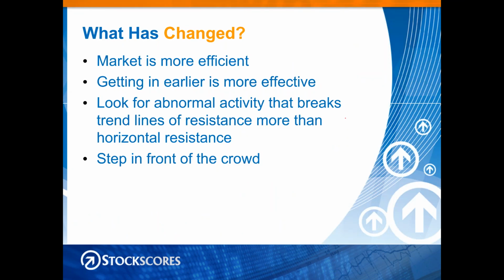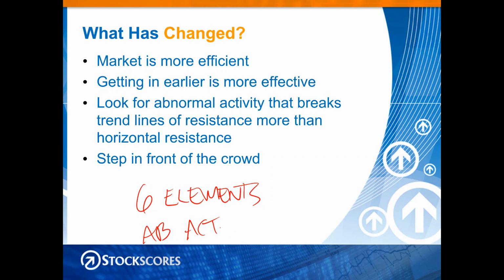So what has changed in the market over the years? I've been trading a long time, and I still use the 6 elements. I started using those, I'm going to say 20 years ago at least, maybe more. I still use abnormal activity as my number one thing that I look for. But there are some things that have changed.